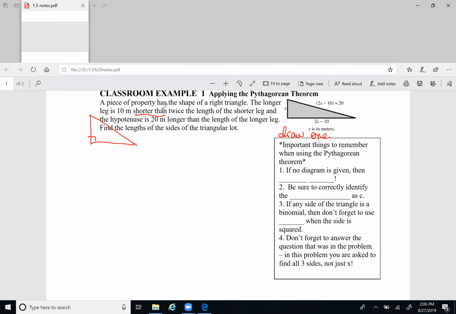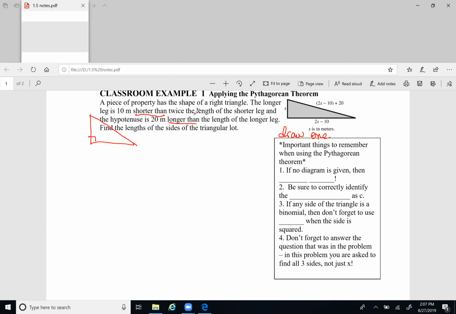Now, how that is helpful for me is when I see that, whatever follows than is my starting point for X. But what I'm noticing here is I see another comparison where it says that the hypotenuse is 20 meters longer than the length of the longer leg. So here's what I've got to try to figure out. If the same side is following the than in both of these statements, that's an obvious, this has to be my x.